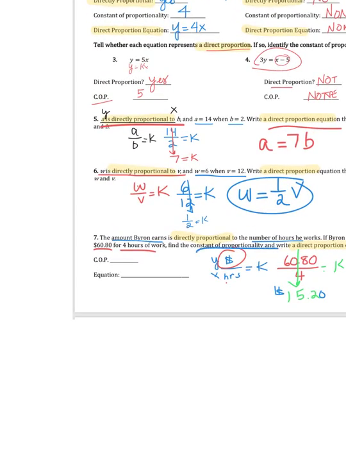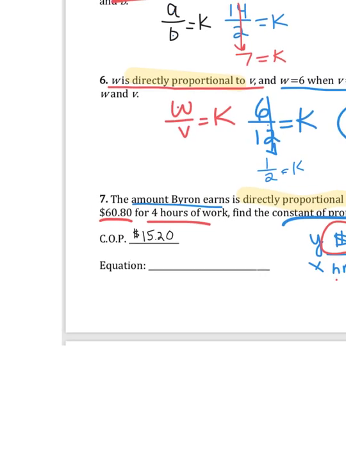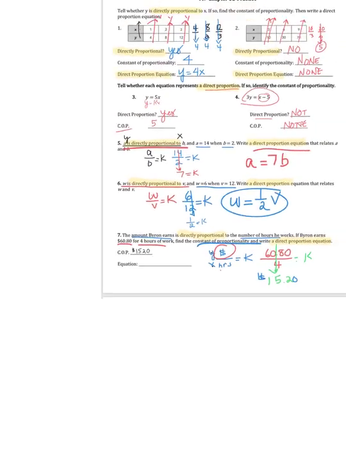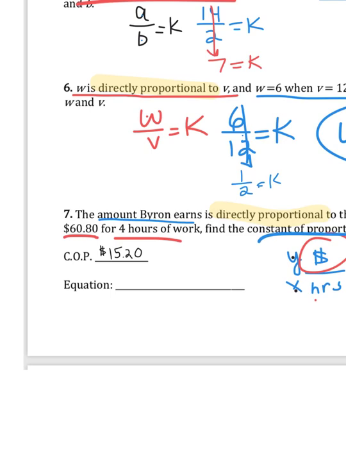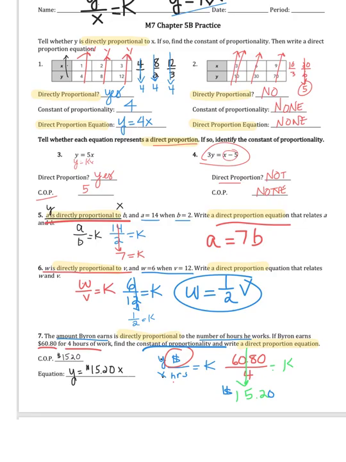So what's the constant of proportionality here? Easy enough. $15.20. And the equation, well, they didn't give me any variables to use, so I'm going to stick with y and x, and I just write it out like I know. y equals $15.20x. All right, so that puts us through the first page there. Not bad. Got that done.